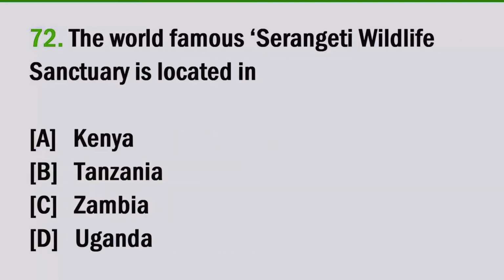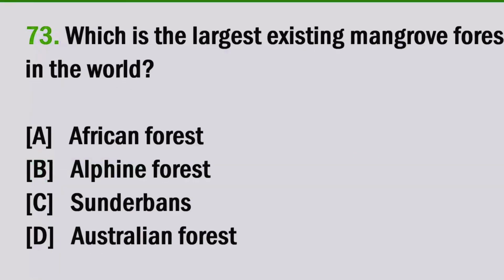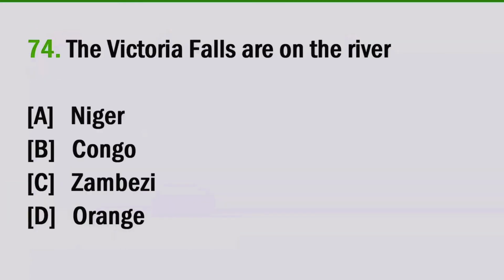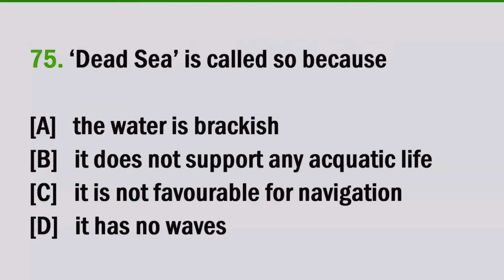The world famous Serengeti Wildlife Sanctuary is located in. Answer B. Tanzania. Which is the largest existing mangrove forest in the world? Answer C. Sundarbans. The Victoria Falls are on the river. Answer B. Zambezi. Dead Sea is called so because. Answer B. It does not support any aquatic life.